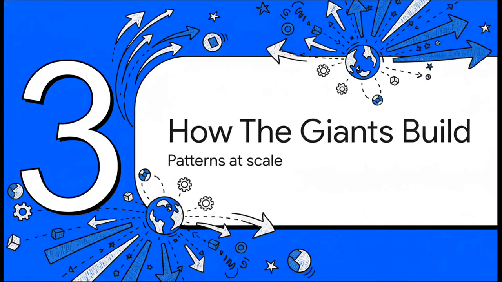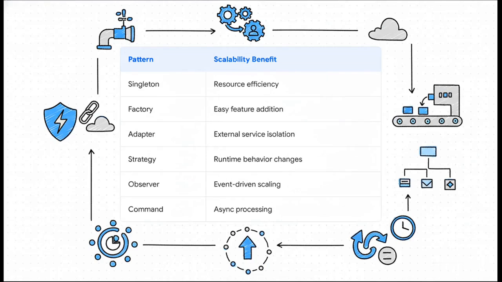So we've seen the individual tools. Now let's zoom out and see how they build something much, much bigger. How do these patterns actually help companies create systems that can handle a massive global scale? This is where it all clicks into place. You can draw a direct line from using a pattern to a real-world scalability win.